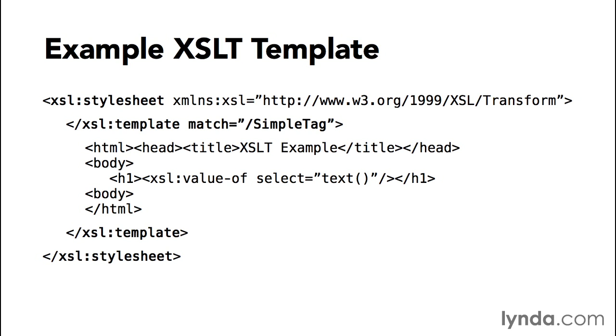Inside that tag, I would use the XSL value of tag to select, in this case, the text content of whatever the matched tag is. So in this case, the matched tag is the root tag of the XML document named simple tag. And whatever text is contained within the simple tag is going to be inserted into the resulting HTML here.